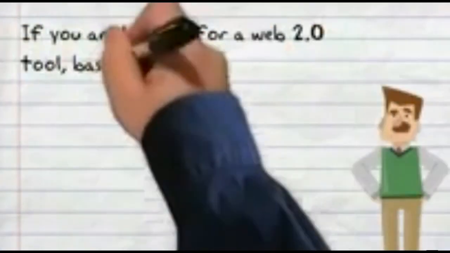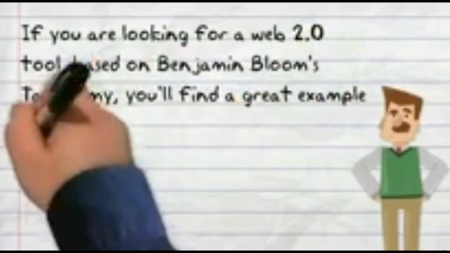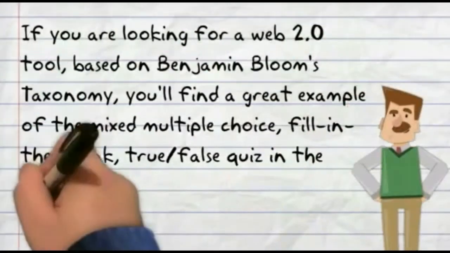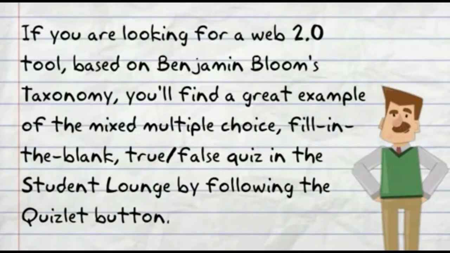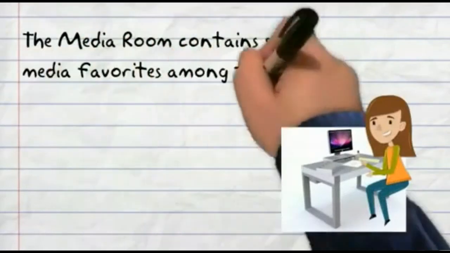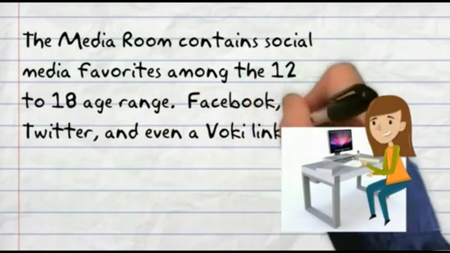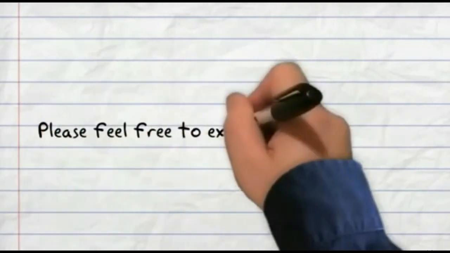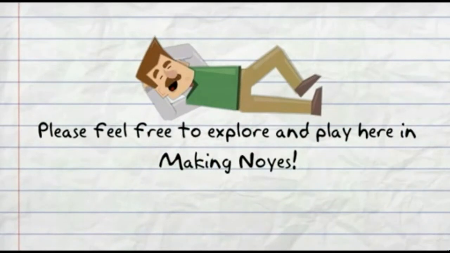If you are looking for a Web 2.0 tool based on Benjamin Bloom's taxonomy, you'll find a great example of the mixed multiple choice, fill-in-the-blank, true-false quiz in the Student Lounge by following the Quizlet button. The Media Room contains social media favorites among the 12 through 18 age range: Facebook, Twitter, and even a Voki link and creation tutorial. Please feel free to explore and play here in Making Noise.